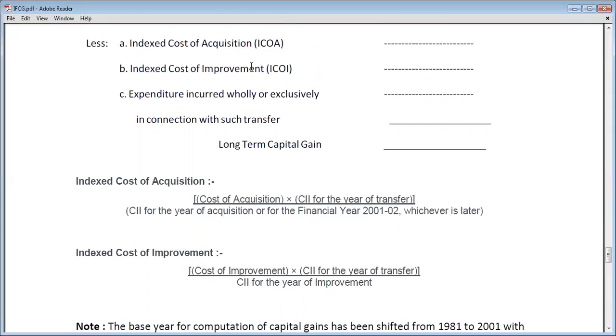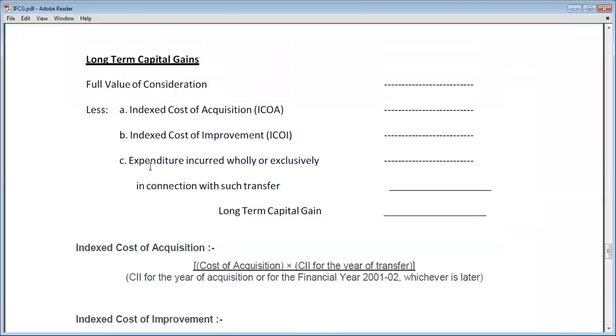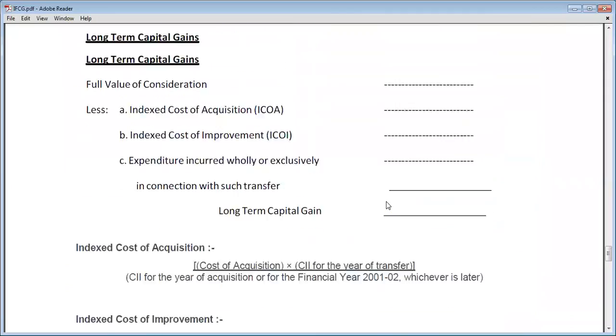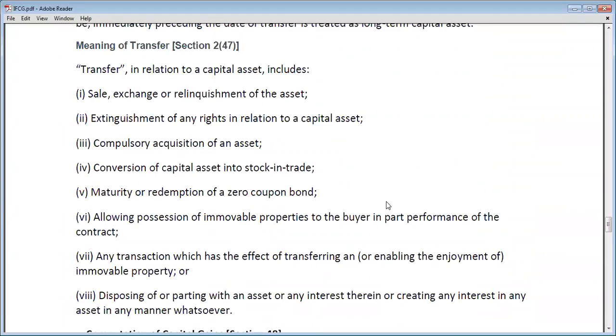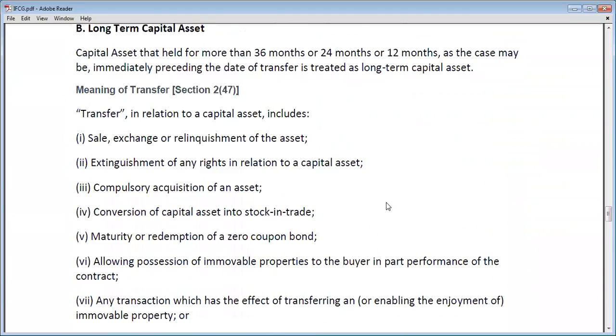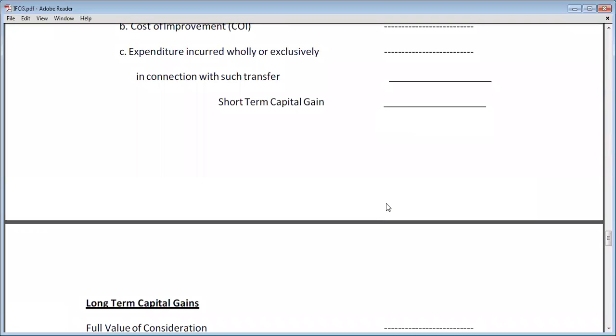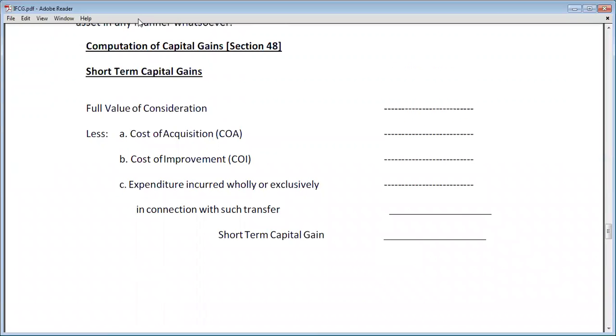Okay, so we will index the cost of acquisition. Then if you have spent any expenditure on the transfer of such asset, in that case that expenditure will be deducted, and the resulting amount will be the long-term capital gain. Okay, so this is an introductory part of income from capital gain. In the next lecture we will see some practical examples of indexation calculation, and we will see some provisions under this head. Okay, so that's it for today.